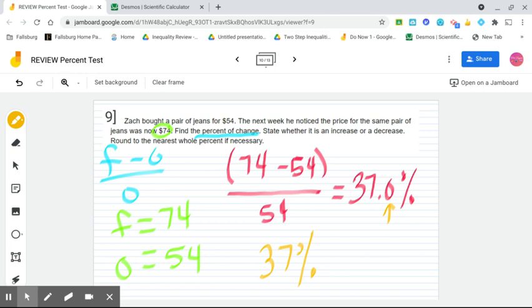And it started at 54 and it went to 74, which means it's an increase. We can also tell it's an increase because this percentage is positive. If it were negative, then it would be a decrease.